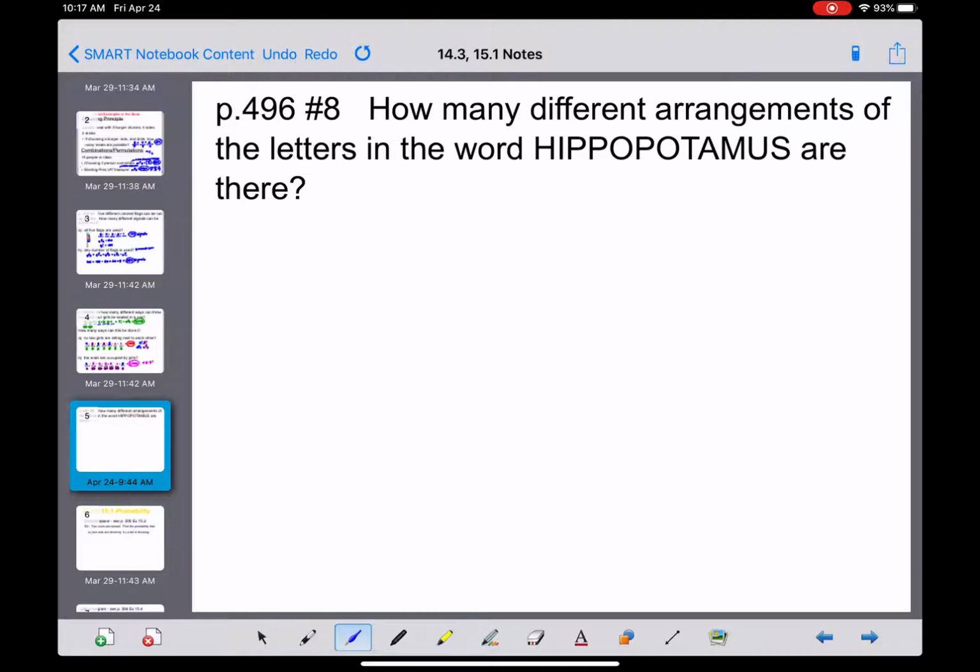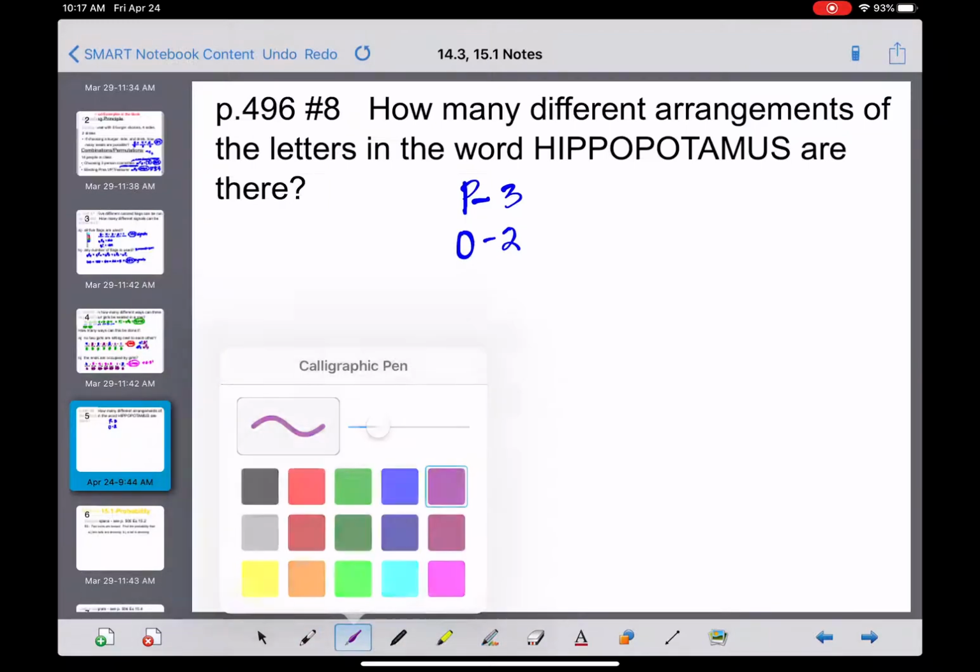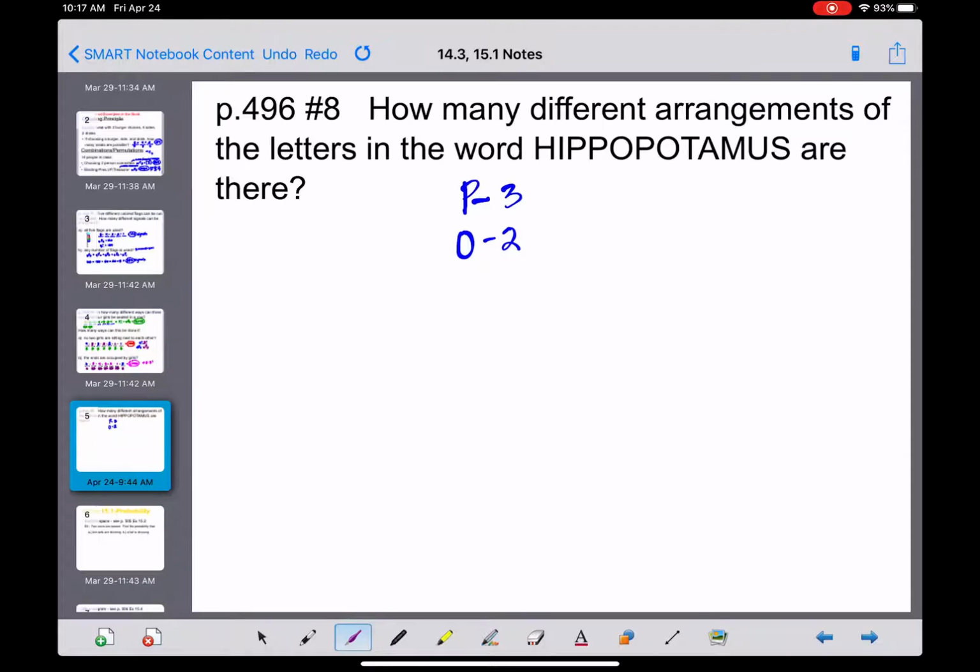So if we look at the letters on this, we recognize that we have multiple P's. So if I look at P's, we have 3 of them. And if I look at O's, we have 2 of them. So let me jump to something just a little simpler. If I had the word book, so let me start with that word, the word book.